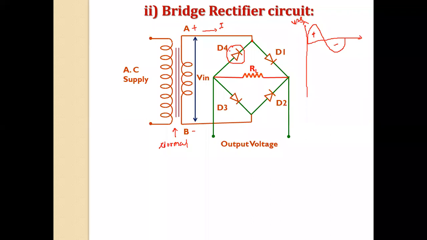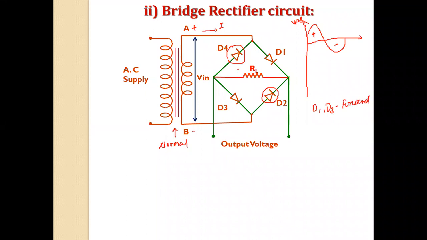Similarly, point B acts as the negative terminal, so the negative terminal is connected to the N region of diode D3, which means diode D3 works in forward bias. But as point B is connected to the P region of diode D2, diode D2 works in reverse bias. If you observe the picture here, for the positive half cycle, diodes D1 and D3 are in forward bias, and diodes D2 and D4 are in reverse bias.